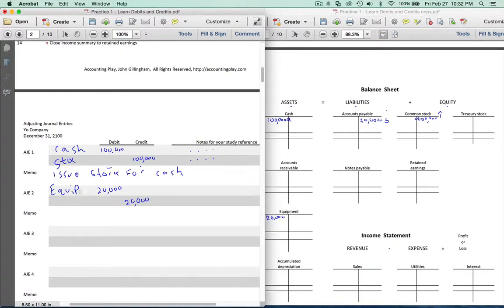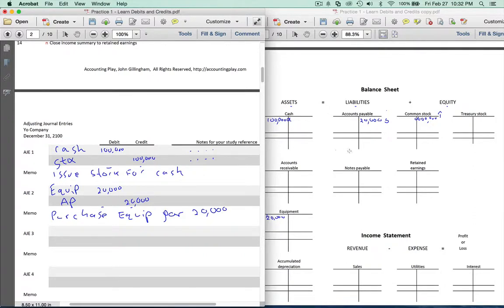Some people also like watching this in 2x mode if it's too slow, or 1.5 times. But again, this is for beginners. Equipment, credit, accounts payable. Here's our AP. In balance 20,000, 20,000. And my memo is going to be purchase equipment for 20,000. So there's our journal entry 2.